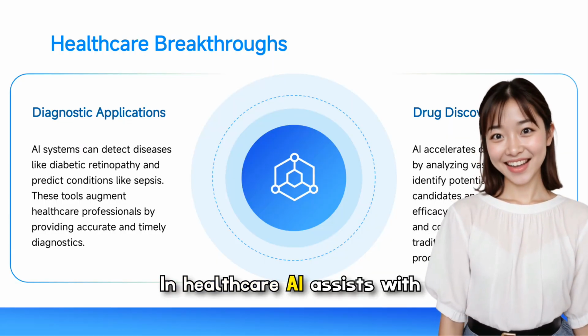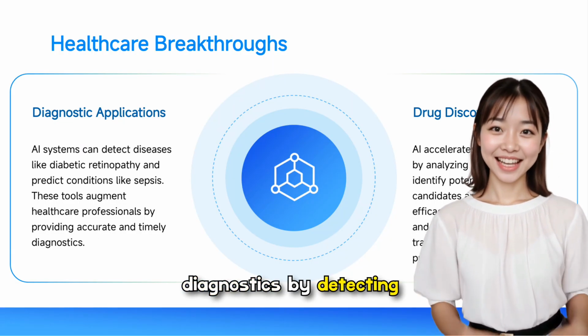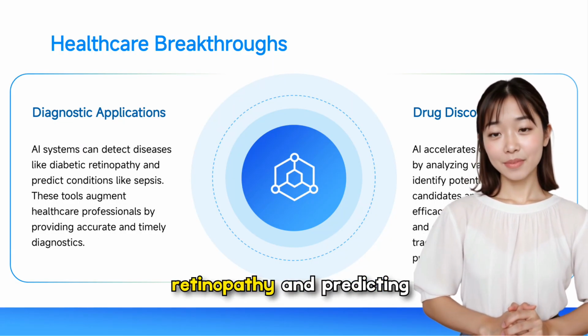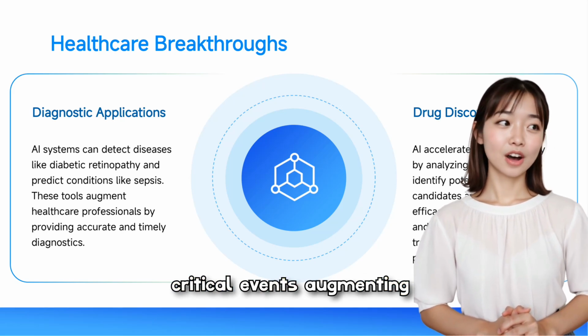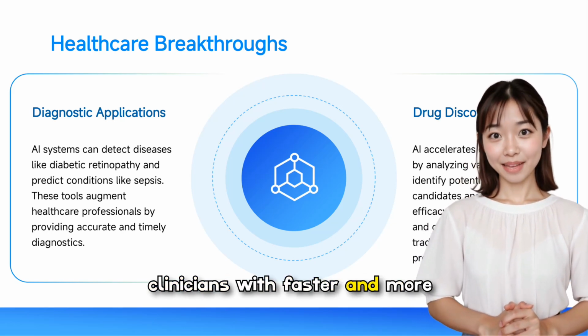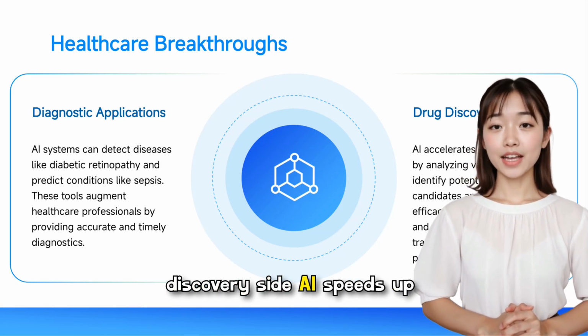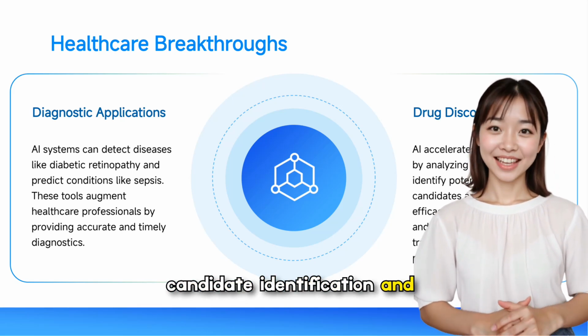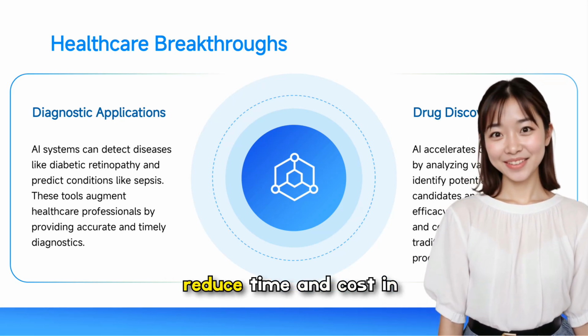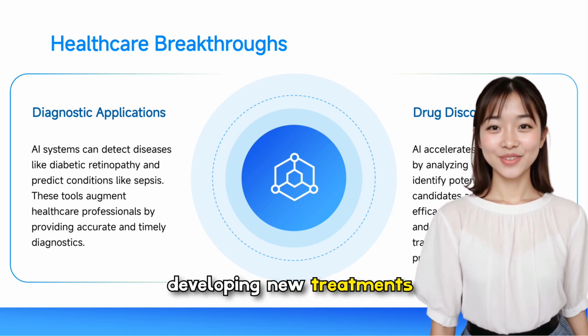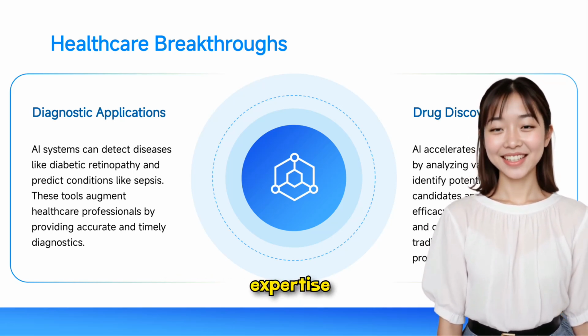In healthcare, AI assists with diagnostics by detecting conditions like diabetic retinopathy and predicting critical events, augmenting clinicians with faster and more consistent analysis. On the drug discovery side, AI speeds up candidate identification and prediction of efficacy, helping reduce time and cost in developing new treatments when combined with human expertise.